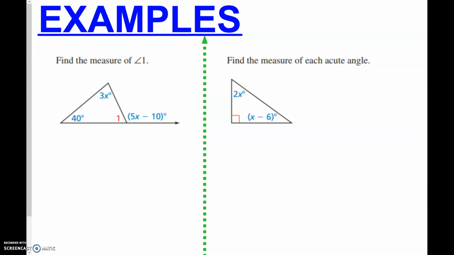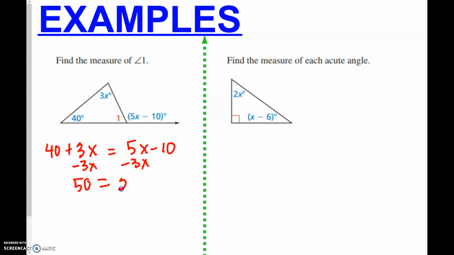All right, so let's give this a try. How do we find the measure of angle 1? We have an exterior angle and the 2 remote interiors. So if we take 40 plus 3x, that must be equal to the measurement of that exterior angle. If I add 10 to both sides, I get 50. Subtract 3x, so I end up with 2x. So it looks like x is going to be 25.